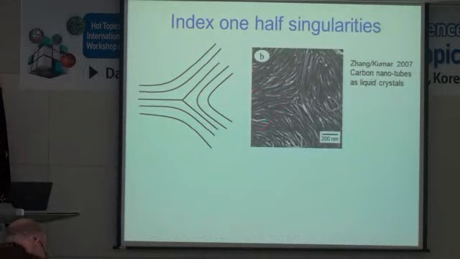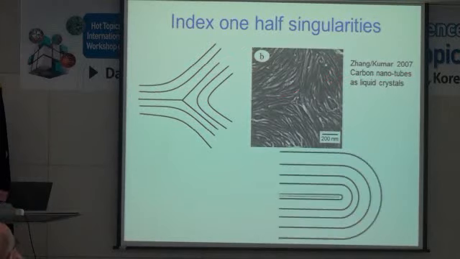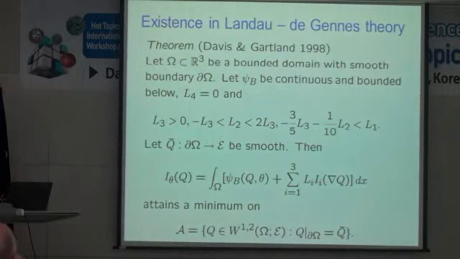Here's one of them. So here you have to understand this as that the line field is supposed to be tangent to the lines that you see. So here is one of these in carbon nanotubes that form liquid crystals, and here's another one that Peter showed. So these are index 1/2 singularities, and these are never in W^{1,2}. These also have infinite energy according to quadratic models, and for a reason that we'll see, they are worse than the other defects that I've shown. They're more stable, if you like, harder to get rid of.